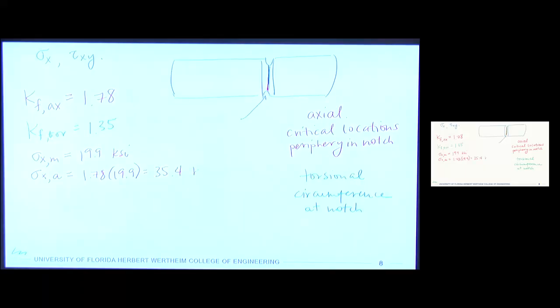and we come up with 35.4 KSI. And so we could calculate what our maximum is, and this is the maximum in time, but also in magnitude. It's the mean plus the amplitude, so it's 19.9 plus 35.4. This follows the same exact pattern as what we did before, just with different magnitudes. So we come up with 55.3 KSI. Okay, so far so good.